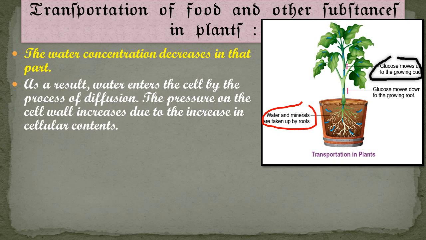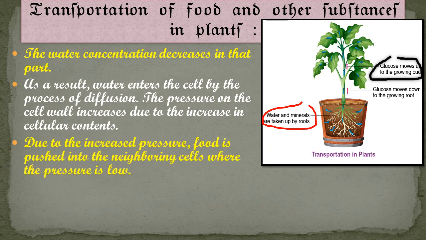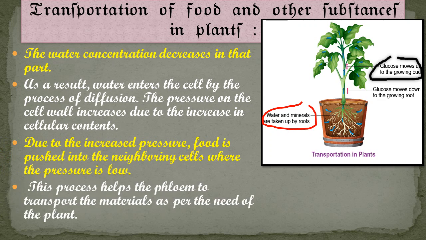That means from the adjacent cell, the water diffuses, that means the water will enter into the part in which the concentration of water is less. And the pressure on the cell wall increases due to the increase in cellular contents like water or sugar. Due to the increase in pressure, food is pushed into the neighboring cells where the pressure is low, and this process helps the phloem to transport the material as per the need of the plant.